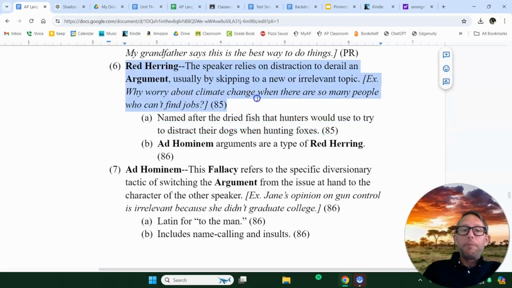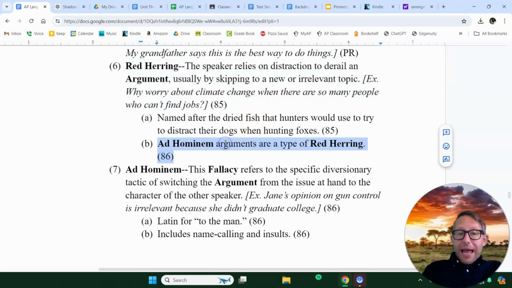Well, here's the example. Why worry about climate change when there are so many people who can't find jobs? Now, those are both serious issues. Climate change is a serious issue. People who can't find jobs is a serious issue. I'm not debating whether they're both serious issues or not. But we still need to have the debate on climate change just because so many people can't find jobs. Okay? There's no reason we should stop talking about one because the other one exists. That's very much a red herring. It's there to distract us from what we should be doing. Okay?